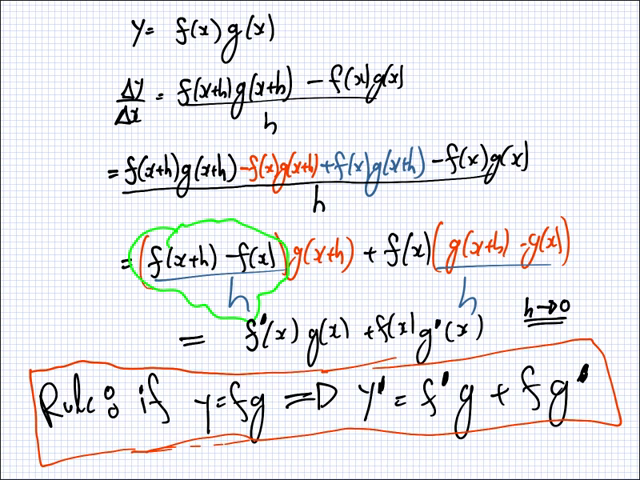I understood what I want to ask. The third line, this line: f(x+h) g(x+h) minus f(x). Why isn't there a plus h there, or the g has plus h?